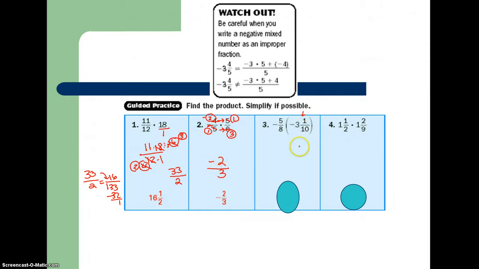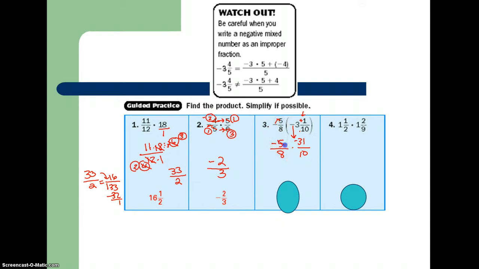We have to change this to improper. So we have negative 31, because 3 times 10 plus 1. The negative just bring down. Do not do 10 times negative 3. Just bring down the negative. And it's over 10. And then negative 5, so I'm going to bring up that negative, over 8.